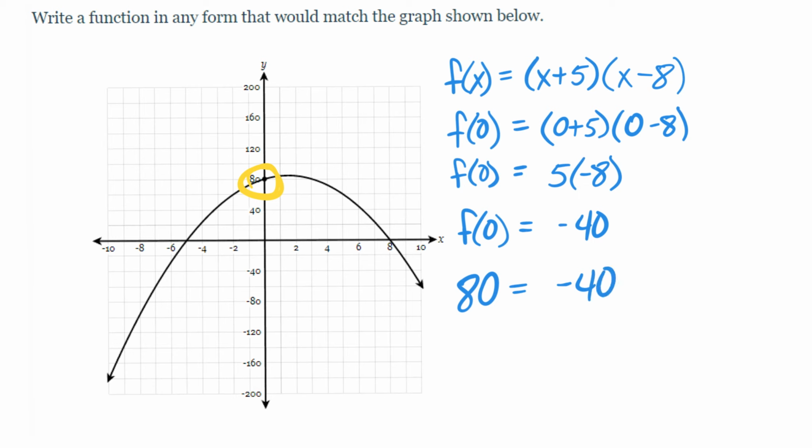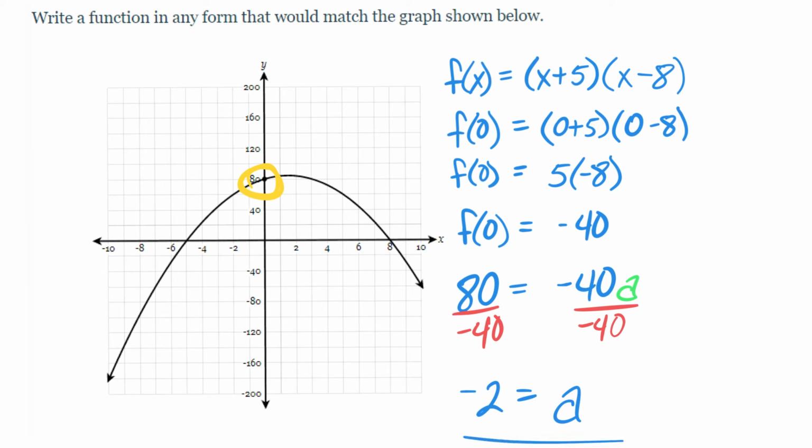So what we can do is just tack an a onto this. We could have done it at the beginning, or we can do it at the end. But we tack an a on this, and we can adjust our equation to where it is the correct amount. So I would divide by -40. And this gives me -2. So we have a leading coefficient here of -2.